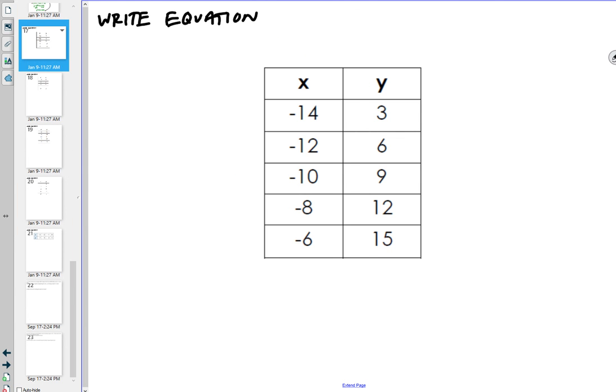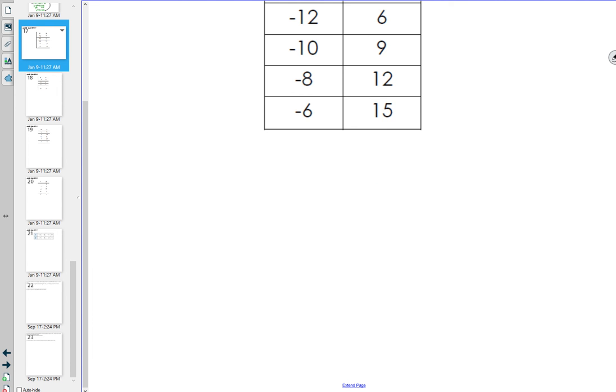Why don't you guys do this one? Give me that function in slope intercept form.